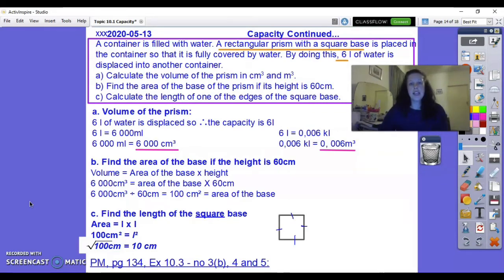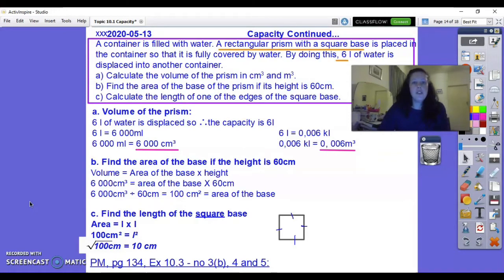Okay, so a rectangular prism with a square base is placed into a container, and it's fully covered by the water. But by doing that, 6 liters of water is moved from that container to another container. Okay, so just have that in mind. If it helps, draw a diagram. When you write these notes, you need to underline what I've underlined so it jumps out at you. When you are doing word problems, I suggest that you also do this so it helps you to identify all the little bits of information that you might need to solve your problem sums.